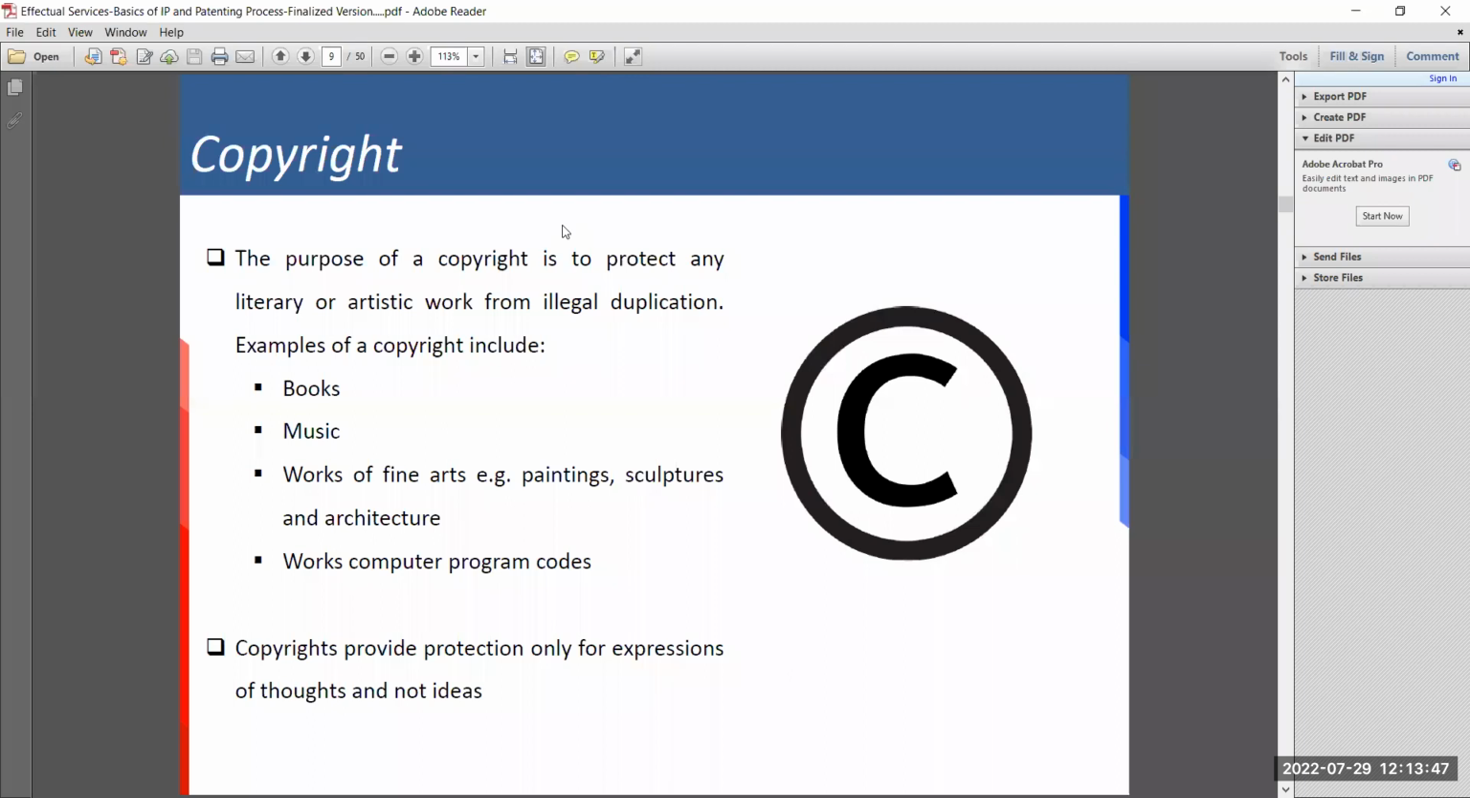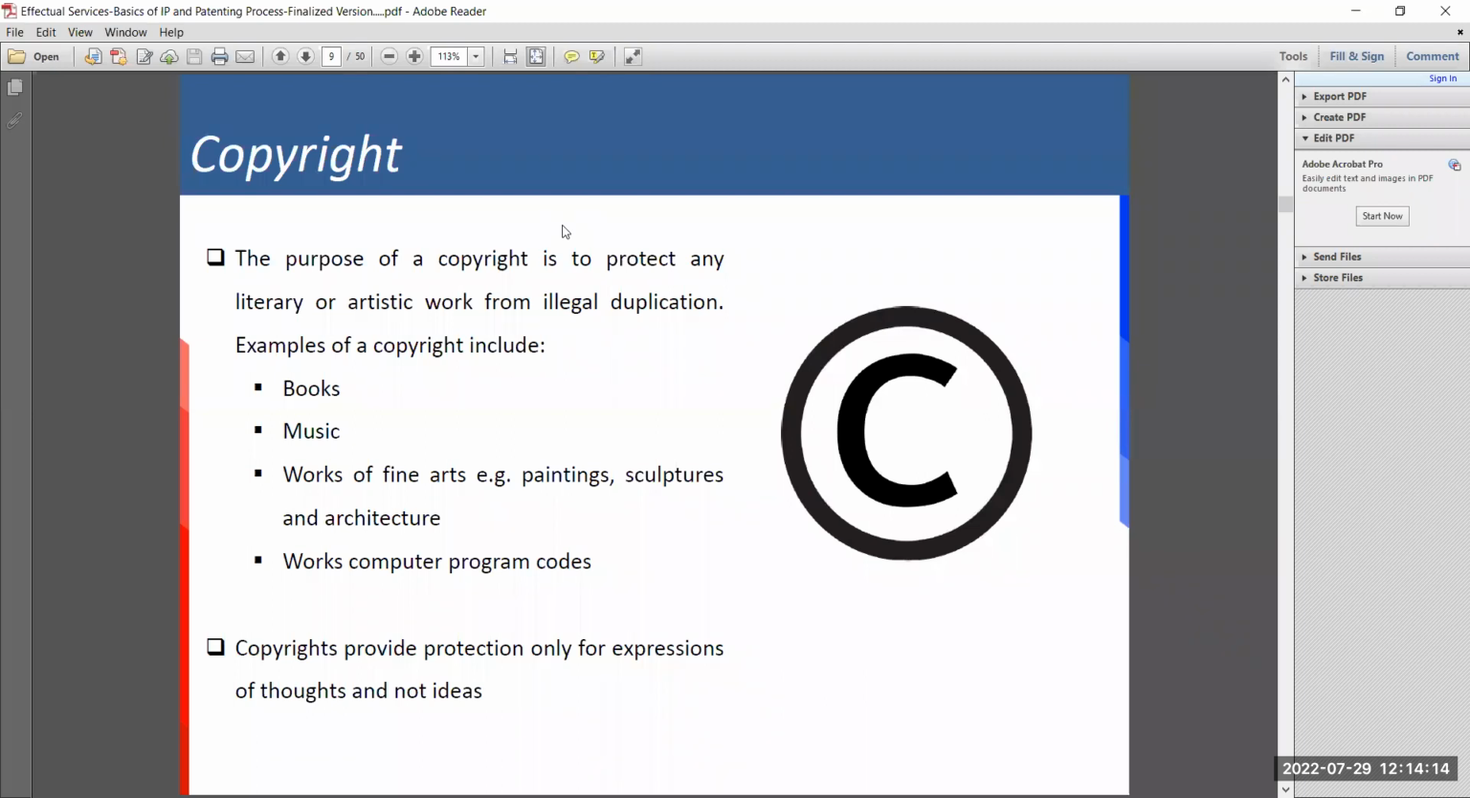Copyright. Any artistic work and any literary work should be protected so that it does not get replicated, in order to avoid illegal duplication. I think most of you are aware of that. There are novels which are being used by film producers, and without the author's permission, they can't do that. So in that case, copyright comes into the picture.